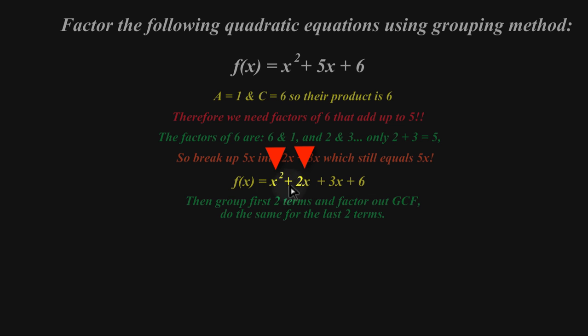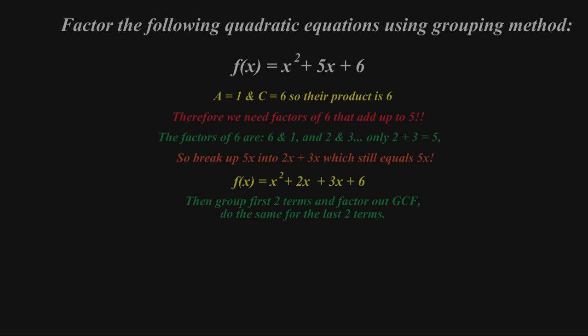So in the first two terms, what's the greatest common factor? Well, I see that there's an x common to both of these. And then the last two, there's a 3 common to both of these. So I pull them out using the greatest common factor technique. So I've in essence grouped them together. That's where the name comes from.